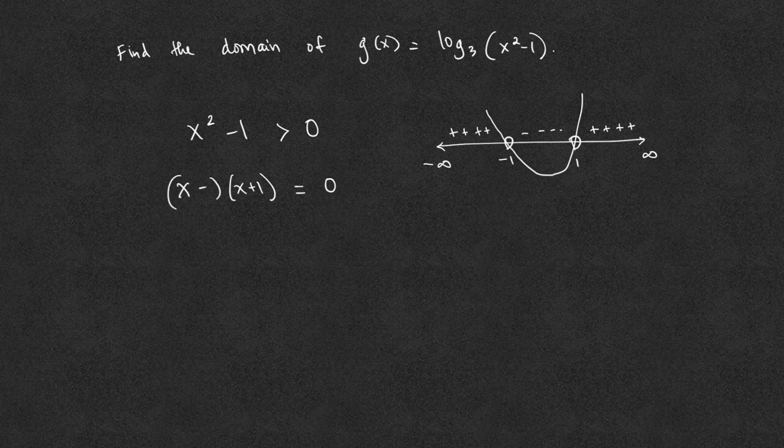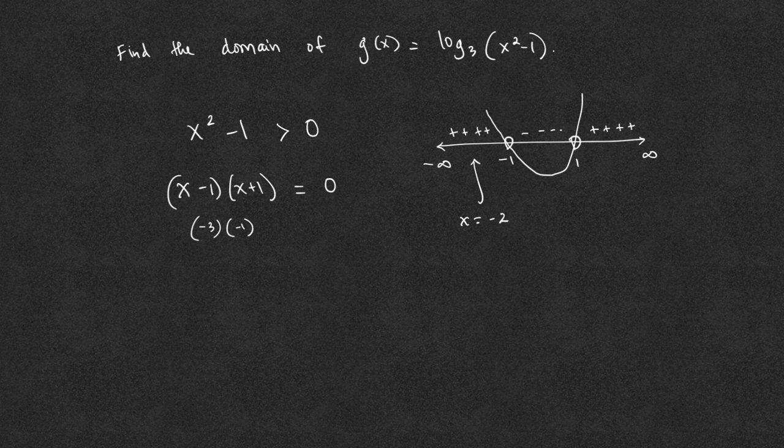But if this is not clear, we can pick any number in the first interval, for example, negative 2, and we plug this into this factor. We see that negative 2 minus 1 is negative 3. And then negative 2 plus 1 is negative 1. And so negative 3 times negative 1 is a positive number.